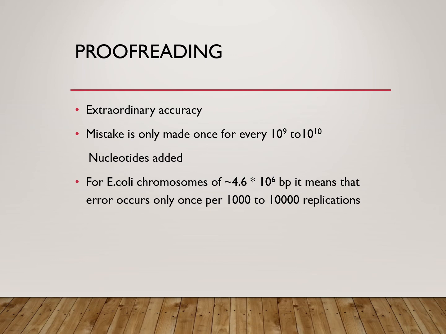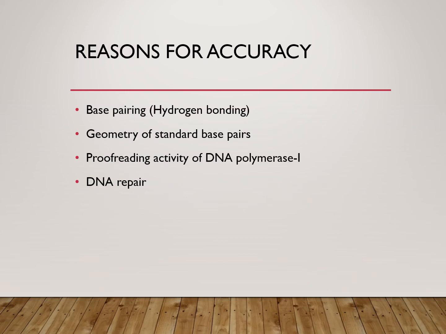So it is of utmost importance that whatever DNA synthesis is happening has to happen absolutely accurately. Mistakes are not allowed. A mistake is made only once for every 10 raised to 9 to 10 raised to 10 nucleotides added. So you can see DNA replication happens with extraordinary accuracy. Now how is this accuracy achieved? Basically there are four main reasons for this accuracy.